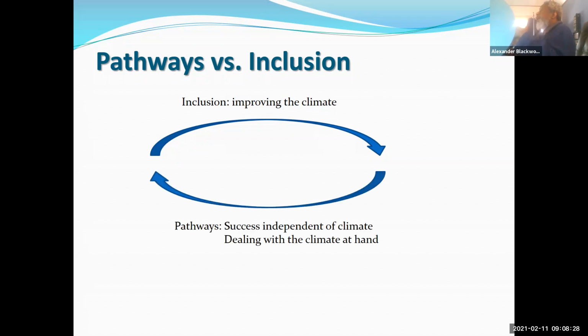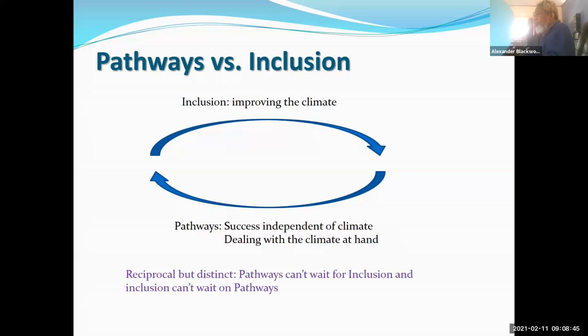Whereas pathways is how do you survive regardless what the climate is. Pathways can't wait for the climate to improve. They're reciprocal. They can foster each other, but they are independent. And the reason I say this is I do very little for inclusion. It's all about pathways. How do you survive? How do you make it? Next slide.